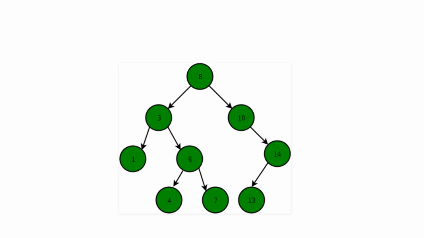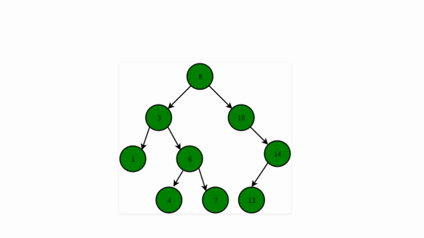Then if you look at just those numbers, the 8 is the grandparent of 1, 6, and 14. 8 has children of 3 and 10. 3 has children: a left child, 1, and a right child, 6. So this is how we read the binary search tree.